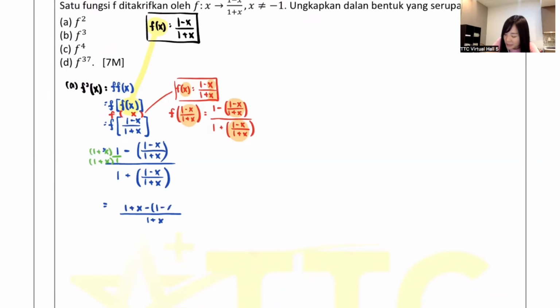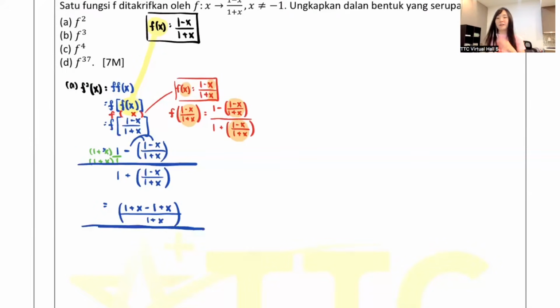I think your basics are okay. So negative 1, negative, positive, negative. Negative, negative is positive. Until here, okay? So this is for the top, and there is still the bottom.